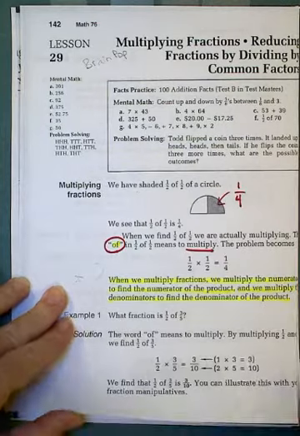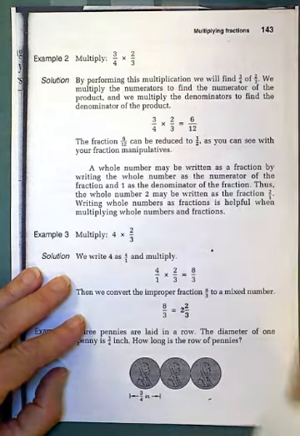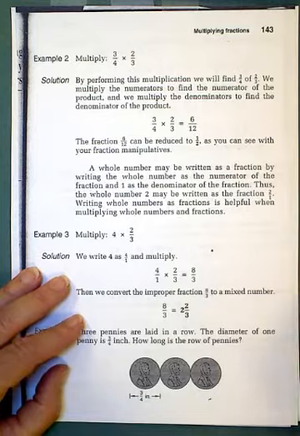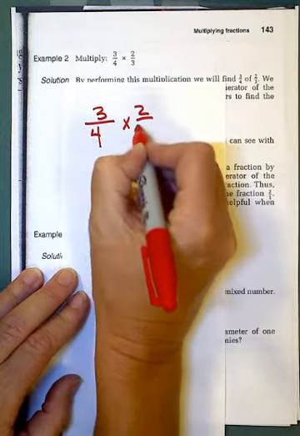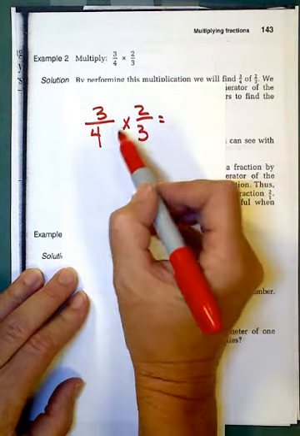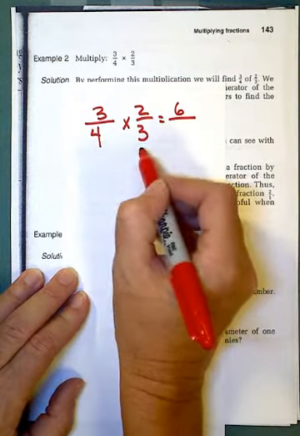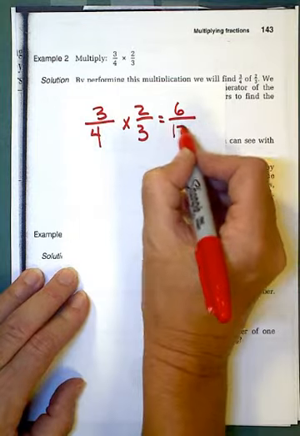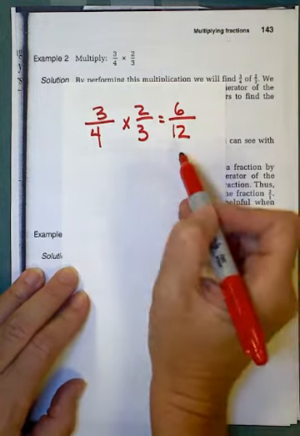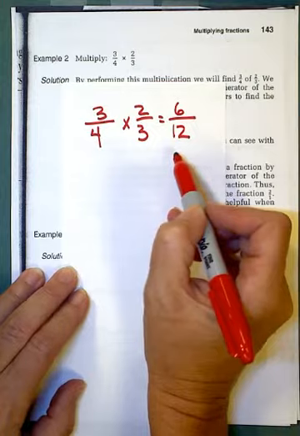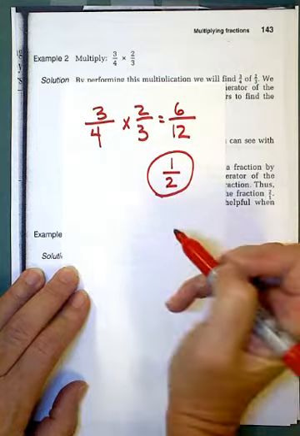Example 2 asks us to multiply 3/4 times 2/3. So I will begin by writing out the problem. Then I will multiply my numerators. 3 times 2 is 6. 4 times 3, I multiply my denominators now. Now before I can walk away from this problem and say that it is finished, I need to recognize that 6/12 can be reduced to simpler terms, that being 1/2. Therefore, we say that the product of 3/4 and 2/3 is 1/2.